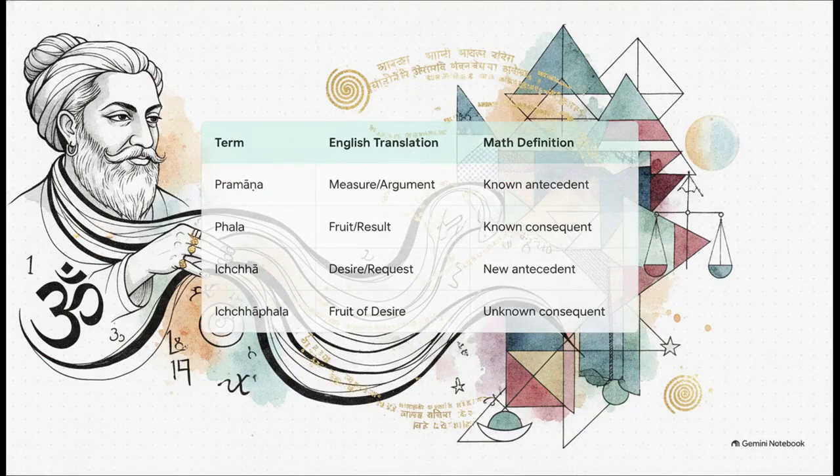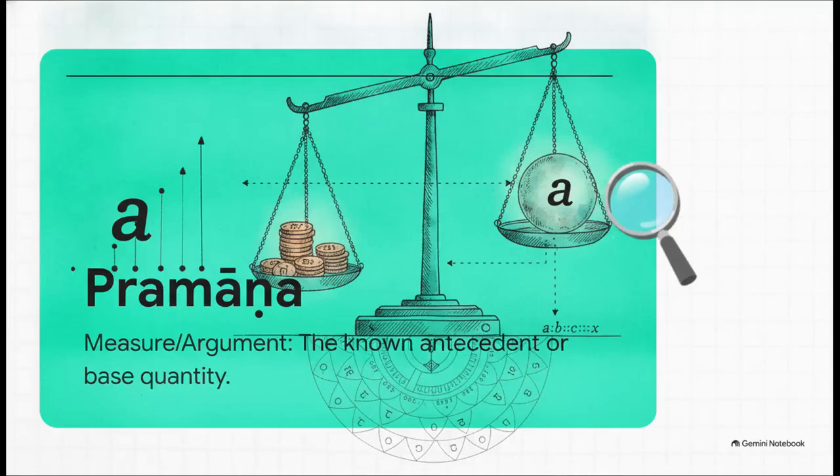Okay, let's decode this beautiful Sanskrit. We can actually map these ancient terms directly onto those dry modern math concepts we established just a minute ago. Aryabhata breaks down the components of a proportional equation into 4 distinct vocabulary words: pramana, phala, icha, and ichaphala. First up, we have pramana, which translates into English as the measure or the argument. In pure mathematical definitions, this is simply our known antecedent or our base quantity. You can think of it as the foundational starting point of our ratio. It's the A in our earlier modern equation, the grounding metric that we already possess.